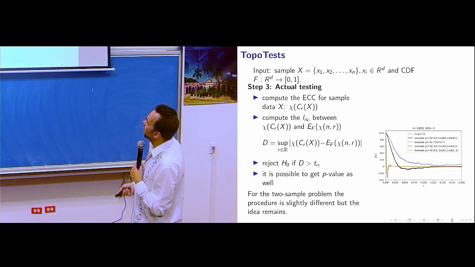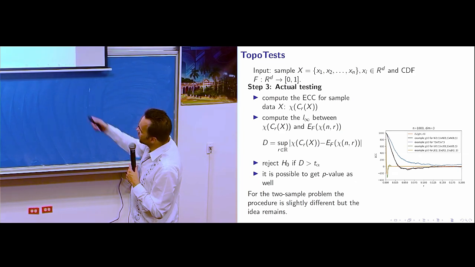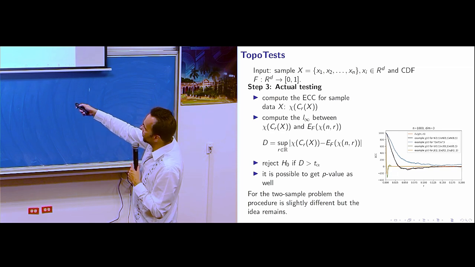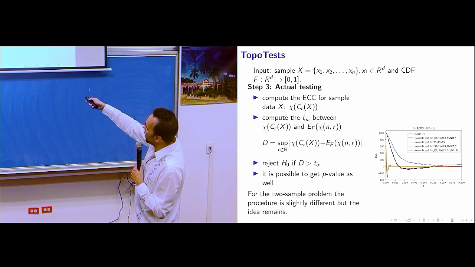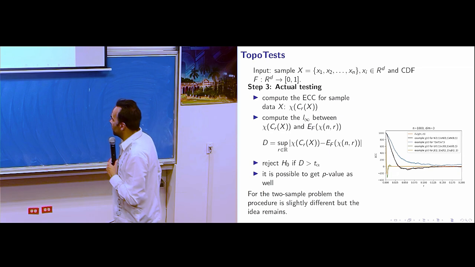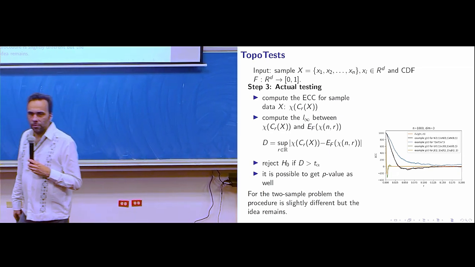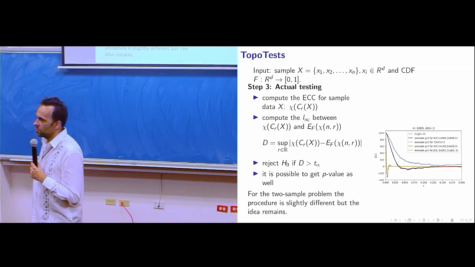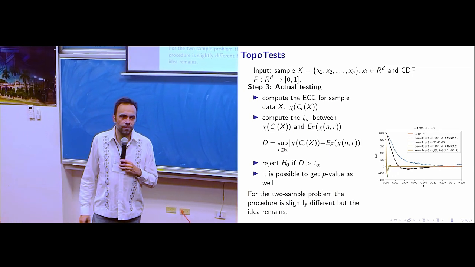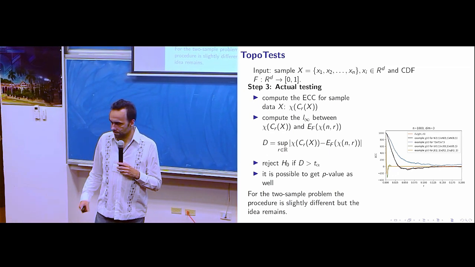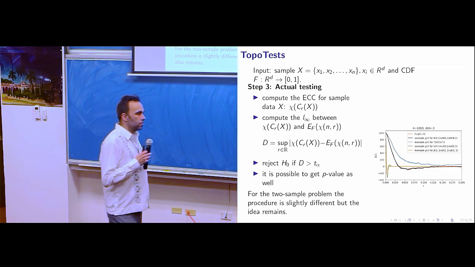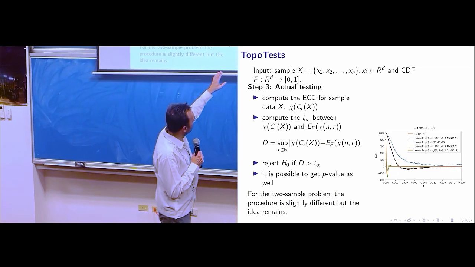So this guy. Compute the L infinity distance between the Euler characteristic curve of the sample of points and our expected Euler characteristic curve. If it's above the critical value we get from step number 2, we reject the null hypothesis. Otherwise, we don't have a reason to reject the null hypothesis. That's all it is. So what I'm saying is replace cumulative distribution function with Euler curve.